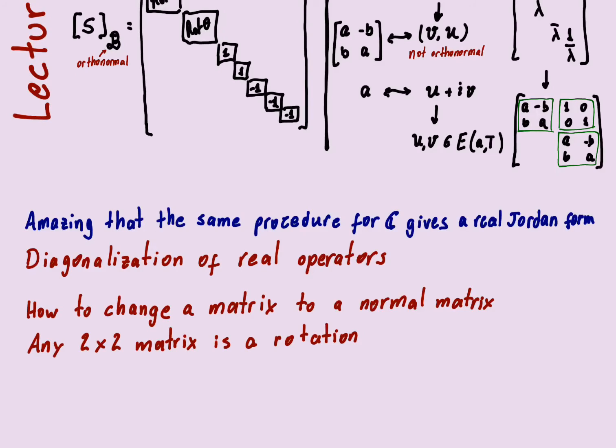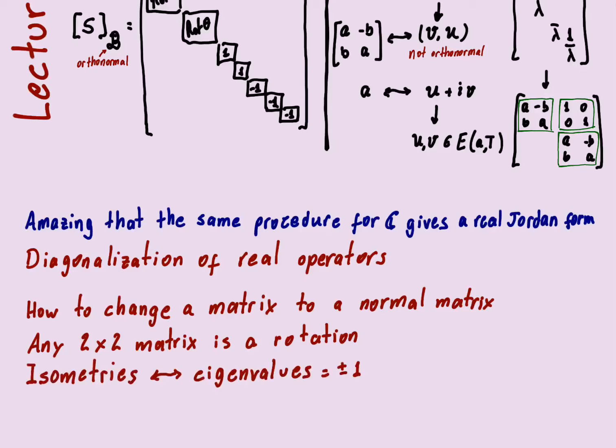Also, some people may have the impression that any 2x2 matrix is a rotation, and that's definitely not true. It couldn't be further from being true. Very few matrices happen to be normal, and among those which are normal, very few happen to be just a rotation. Normal 2x2 matrices have two aspects. They rotate and they also stretch vectors.